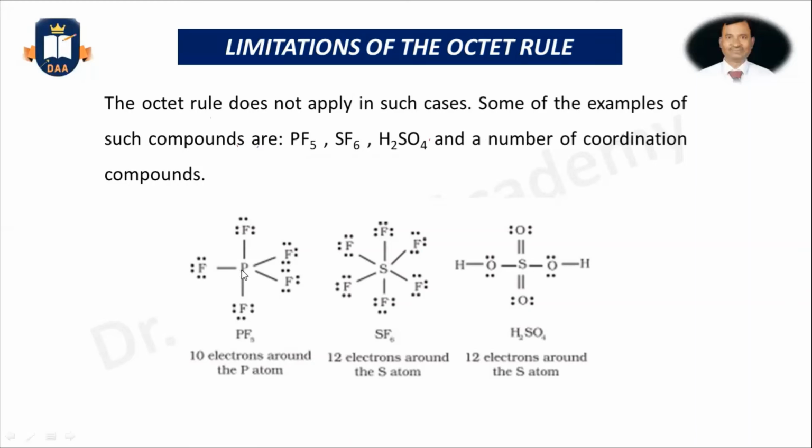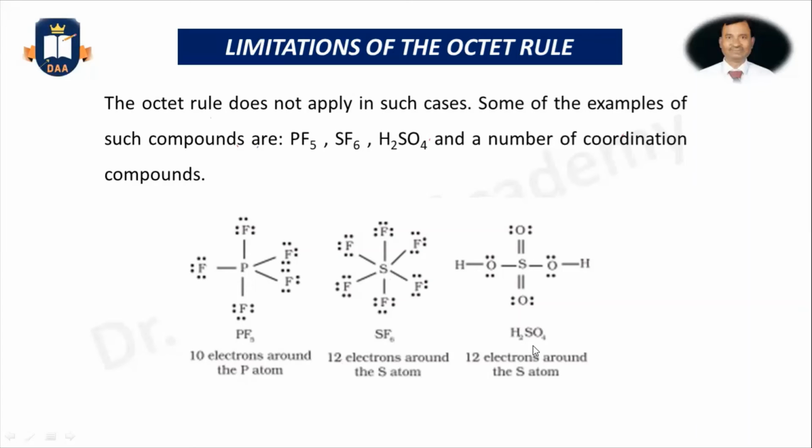If you consider this phosphorus atom, it has 5 single bonds. 5 single bonds means 10 electrons around the phosphorus atom. In the second case, SF6, if you see this Lewis dot structure, you can see that sulfur has 1, 2, 3, 4, 5, 6 single bonds. Each single bond contains 2 electrons, so 6 bonds give 12 electrons around this sulfur atom.